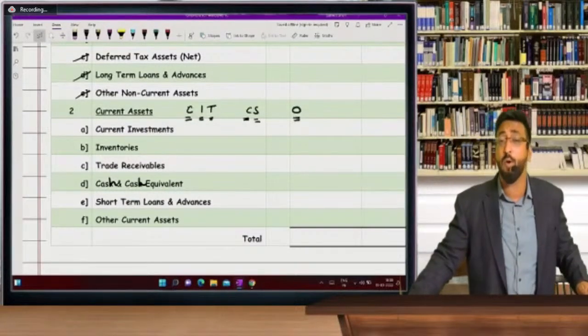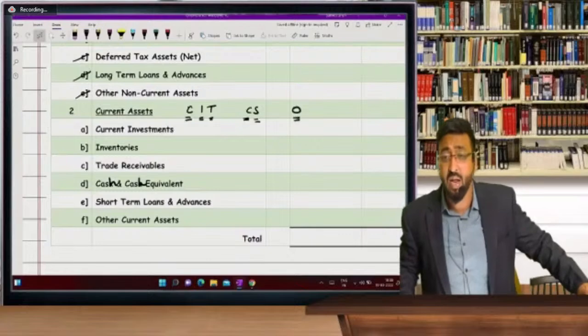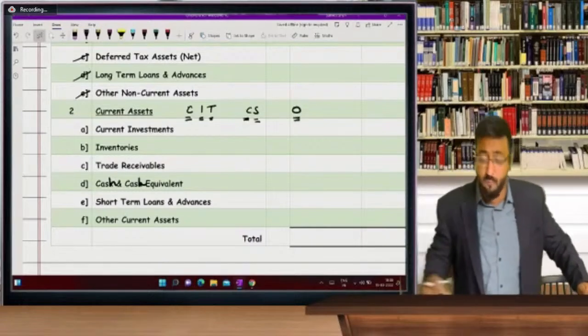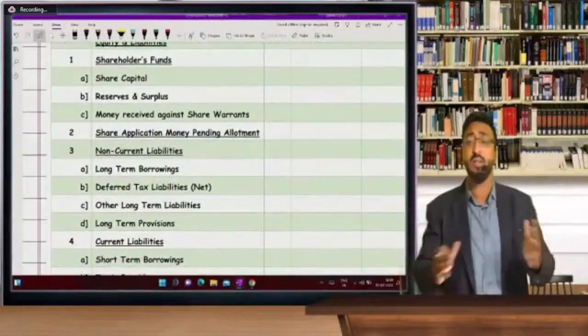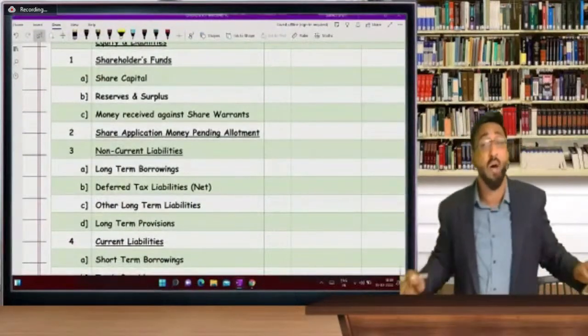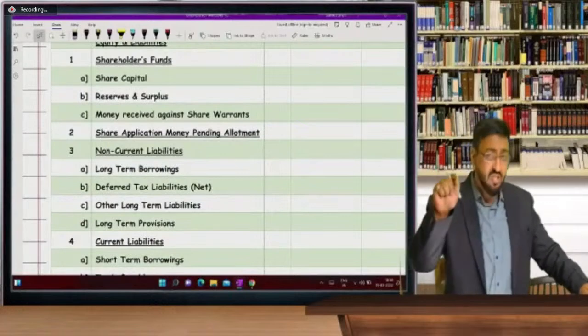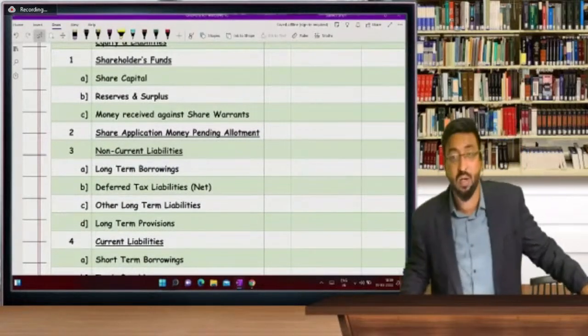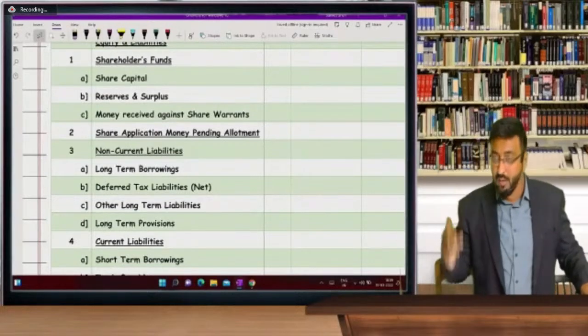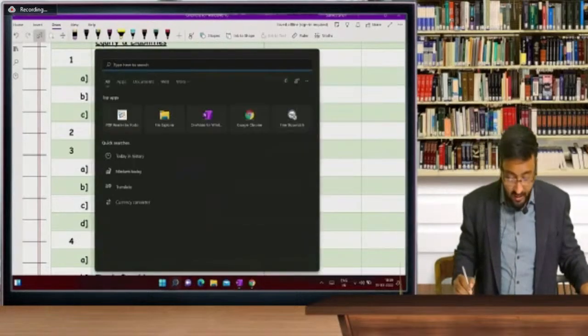So this is the pro forma of the balance sheet asset side, and every one of you now knows this pro forma very well. So it is very simple, beta. Equity and liabilities, shareholder fund, share capital, reserves and surplus. So now you are all aware of the balance sheet pro forma. Just try to see the number of seconds that you take while recalling this pro forma. So have a quick revision of the pro forma.